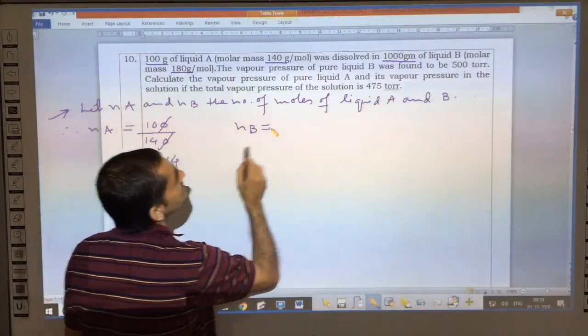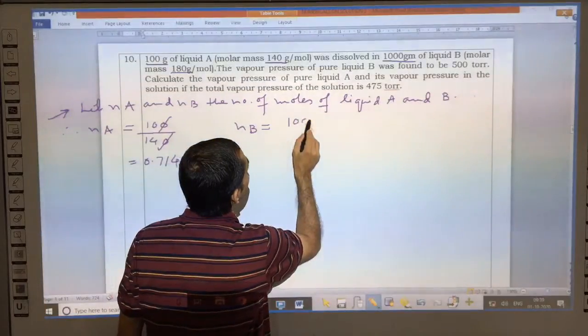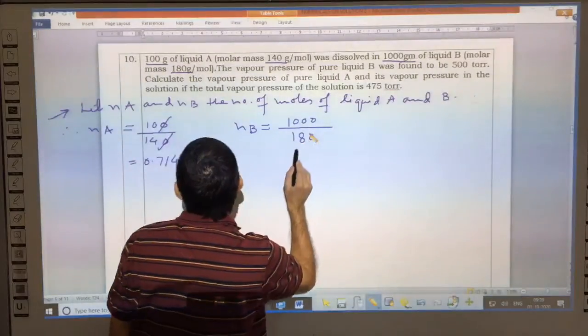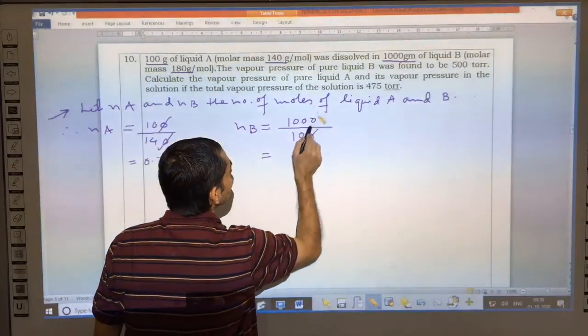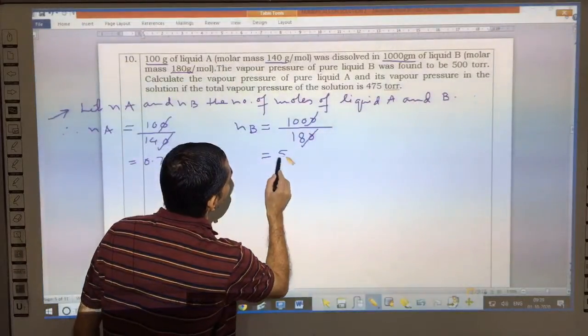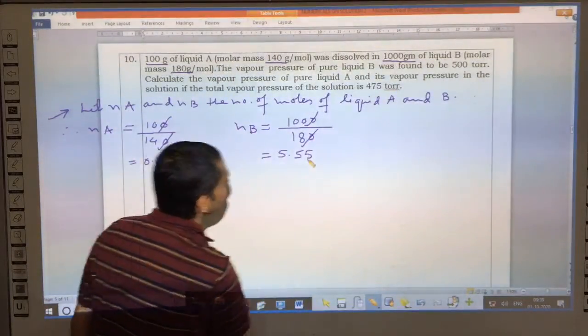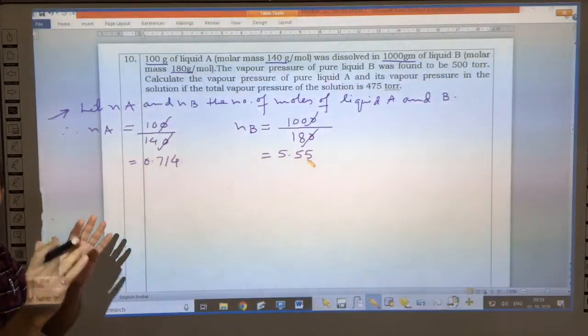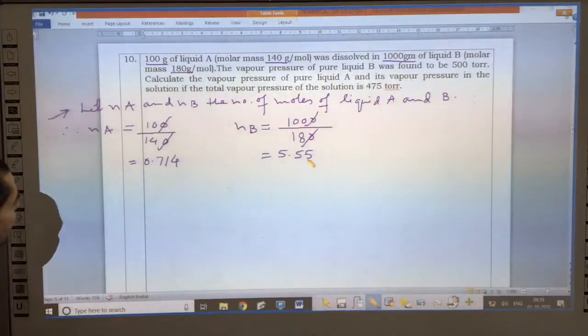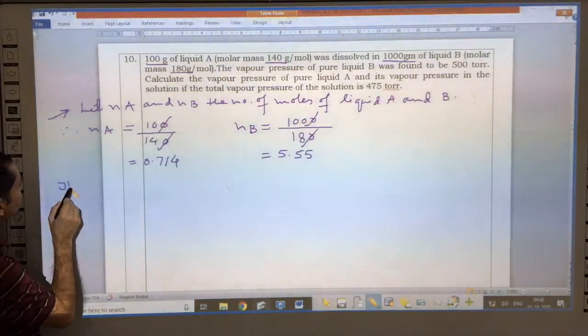Similarly, number of moles Nb. Nb is how much? 1000 gram dissolved, molar mass is 180. Let us solve its number of moles. So this is 1000 upon 180, 5.55. First we calculate the number of moles of both components A and B.